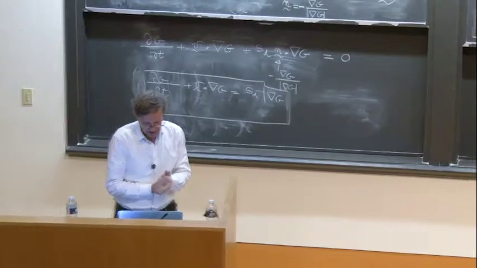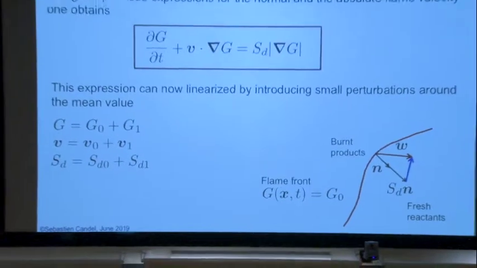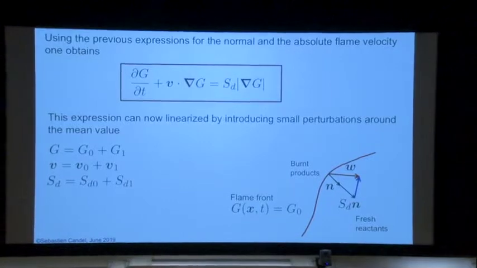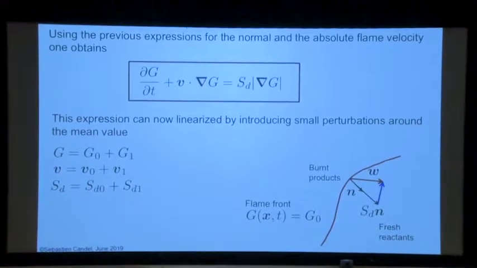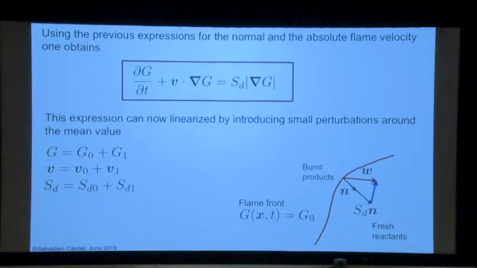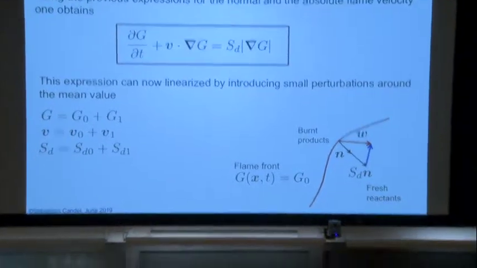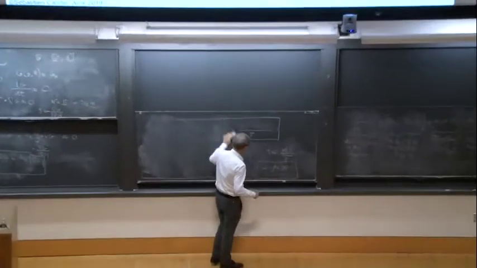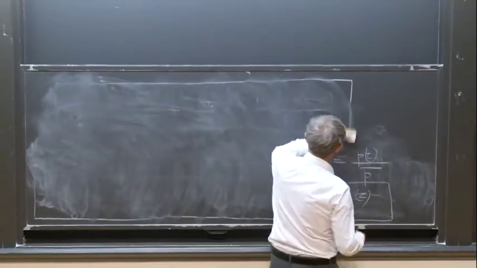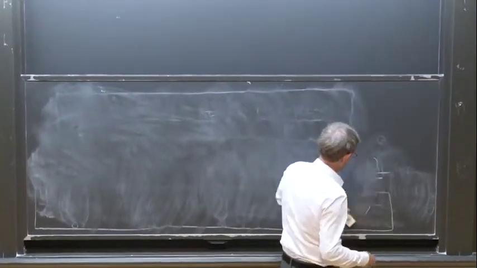So this is it. And now what we can do is perturb this front, because what we are interested in is not so much the mean, but the fluctuations around the mean. So the idea is to consider G, and each of these quantities are fluctuating, and to write down an equation which actually tells you about the perturbations. Of course, it will also contain something about the mean.